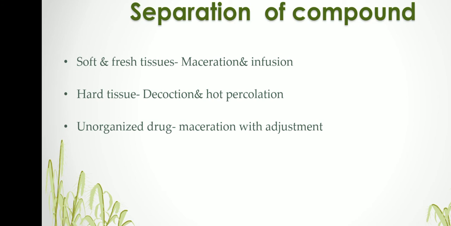So this separation of the compounds can be carried out either by using maceration and infusion in case of soft and fresh tissues, in case of hard tissues by using decoction and hot percolation, and in case of unorganized drugs maceration with some adjustment is carried out. That is, here also the maceration technique is used, but normal maceration is not possible in case of unorganized drugs, so some adjustment should be carried out. So these are the techniques for separation of compounds.